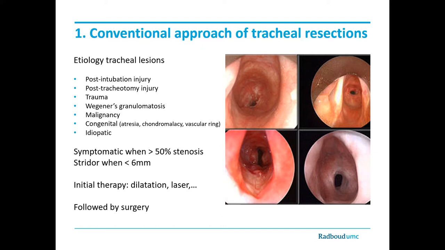Symptoms of dyspnea begin when the trachea is obstructed for more than 50%, and symptoms of stridor only become obvious when the stenosis is less than 6 mm. Initial therapy is rigid bronchoscopy and dilatation of the stenosis or laser evaporation of the lesion. Frequently, there is a recurrence of the stenosis, and then segmental tracheal resection can be an option.